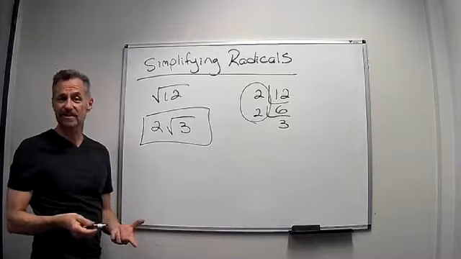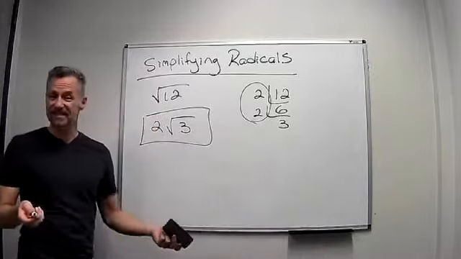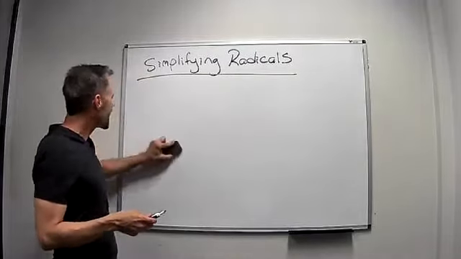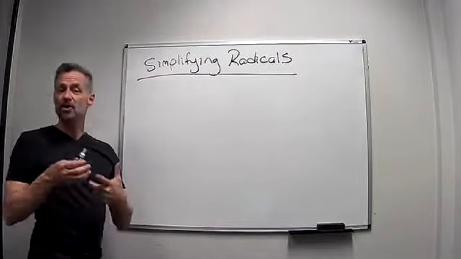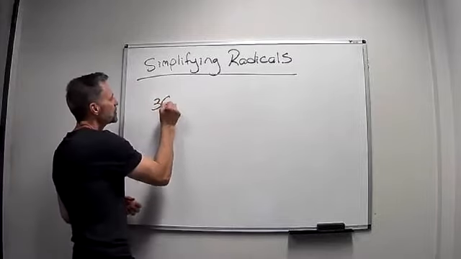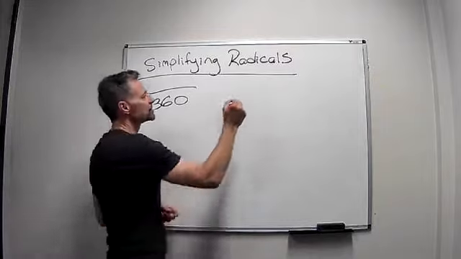What if the answers aren't as nice as 12? Well, let's look at the square root of 360. So make it a little bit bigger. And I don't know, looking at 360, any perfect squares that are in there. You may, and if you can do it that way. But let's look at 360 and that square root. Again, prime factorization.